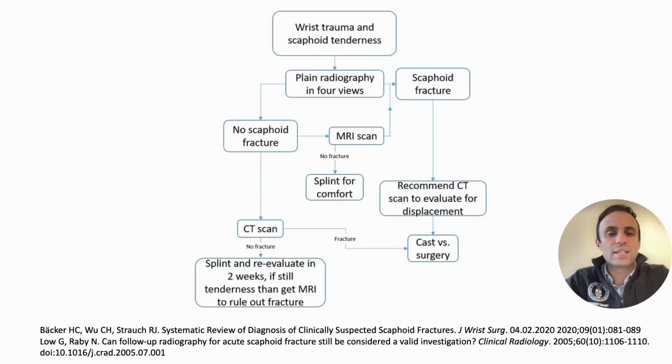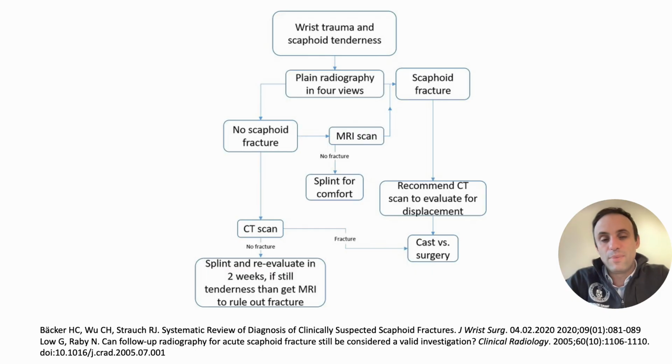So here's an example of a flowchart for you to think about diagnosing and then treating scaphoids. Patient comes in with wrist trauma and tenderness of the scaphoid and ulnar deviation on the anatomical snuff box. You can get your initial radiographs in 4 views, and if they do show a scaphoid fracture, then that's confirmed.